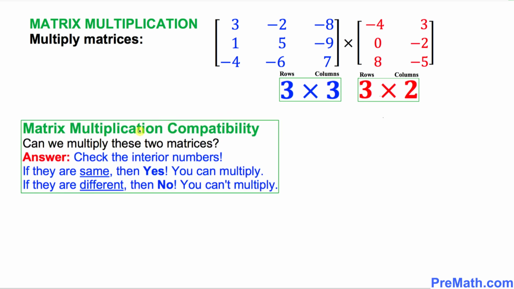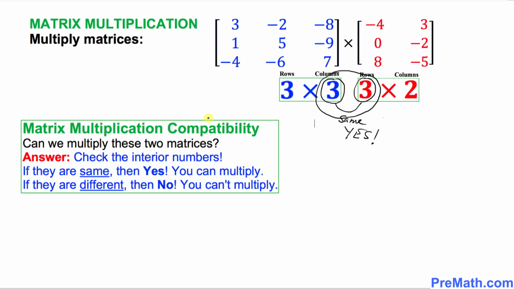Now we are going to check the matrix multiplication compatibility. That means, can we multiply these two given matrices? For that, always check the interior, inside numbers. The first one is 3 and this one is 3. These are the interior numbers. Are they the same? Yes, they are the same indeed. That means yes, we can multiply these two matrices. So always remember, if they are the same, you can multiply. If they are not the same, you can't.